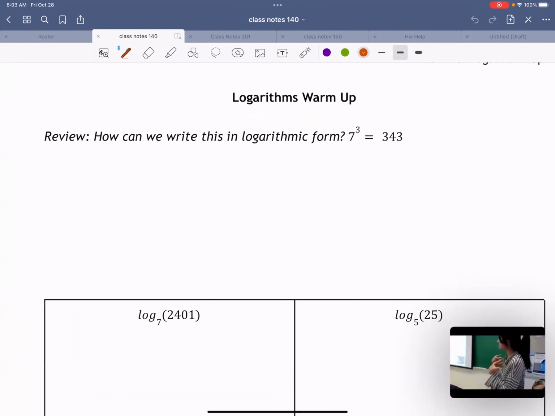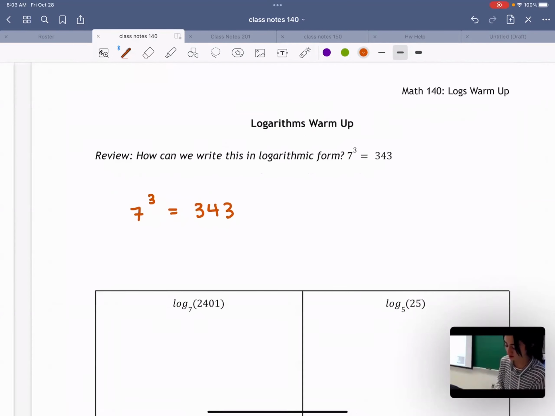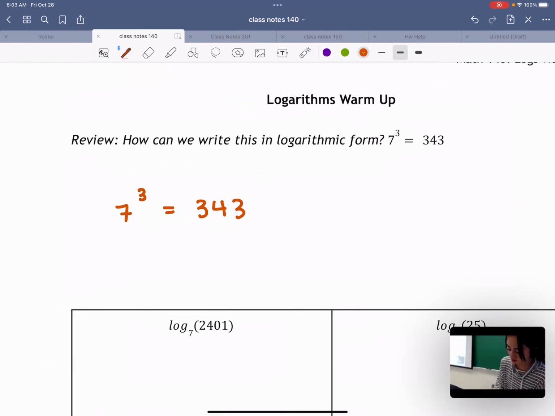Remember, we had this thing called exponential form. Okay, and let me write out an example of this. So 7 to the third power equals 343. Okay, and I called this exponential form. Okay, and the reason it's called that is because we have an exponent, and it's very widely used, right?